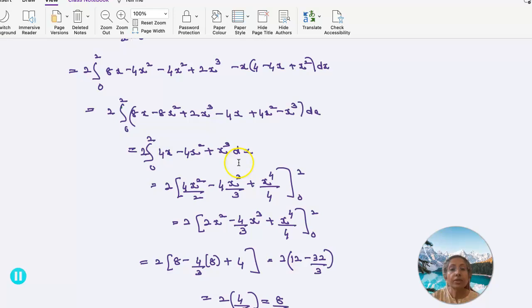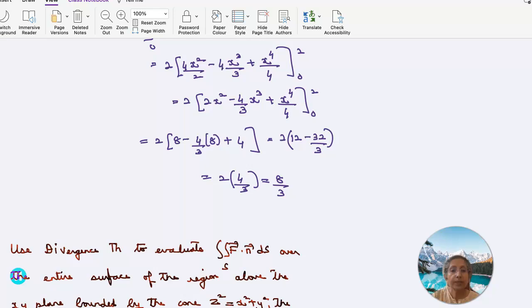Again integrating with respect to x, you get 2 times (4x squared by 2 minus 4x cubed by 3 plus x raised to 4 by 4) within the limit 0 to 2. Substituting within the limits, you get the final answer as 8 by 3.